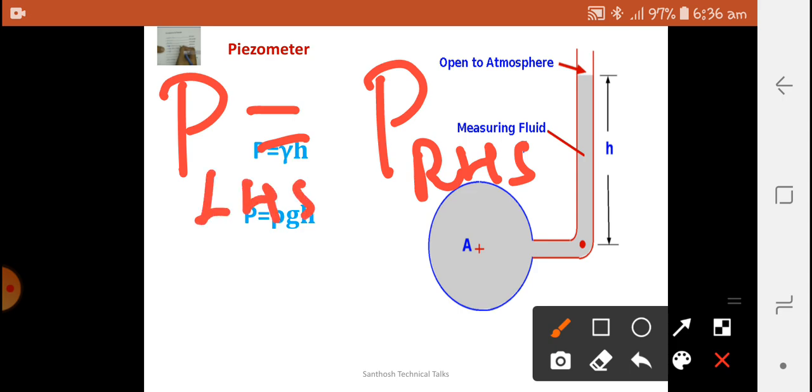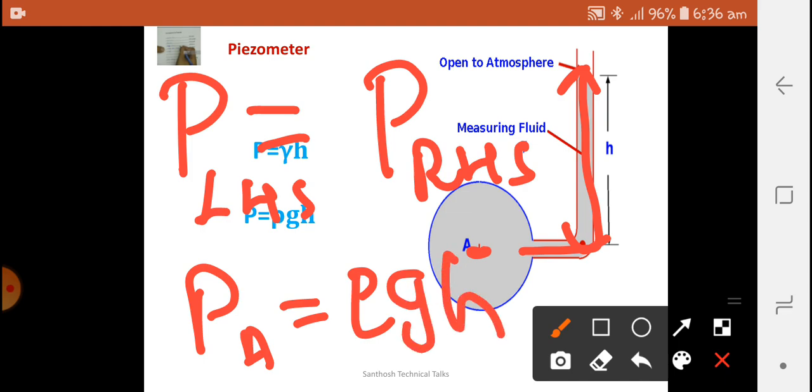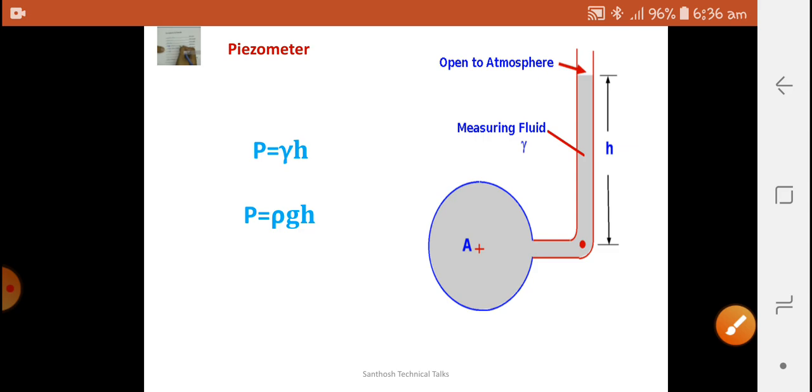So if you have here the pressure at A, that is the left hand side, which is equal to a column raised from the center, that is rho into g into h. So this is the method of finding pressure using a simple manometer or a U-tube manometer. You have to notice this point: the pressure at the right hand side is equal to the pressure at the left hand side. So you can calculate the pressure with the help of these devices very easily as well as very quickly.